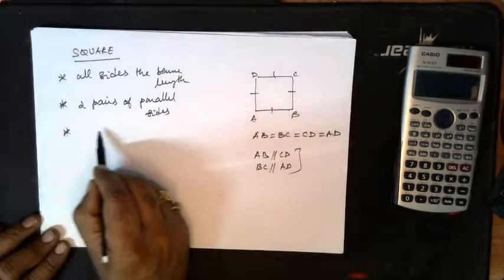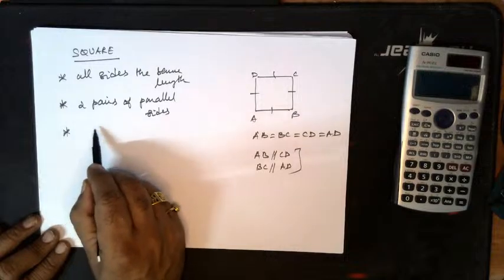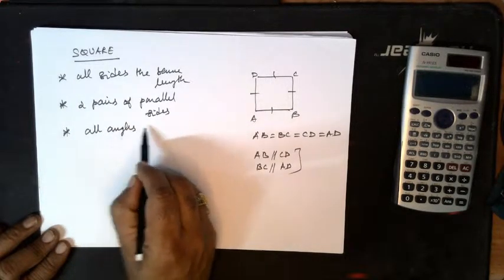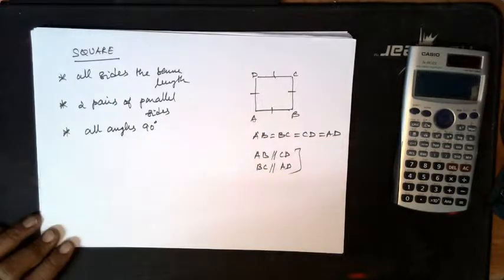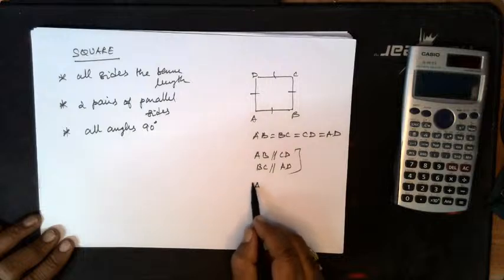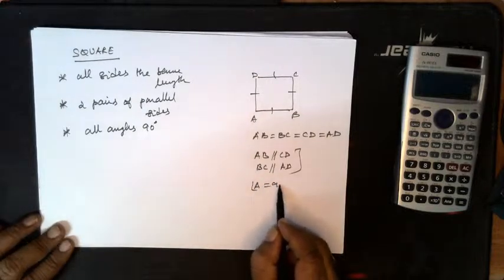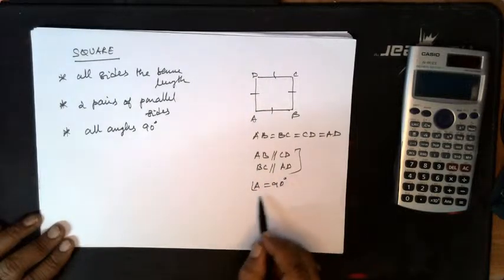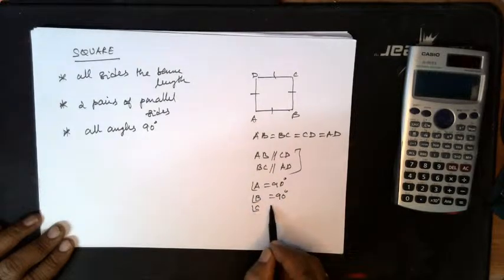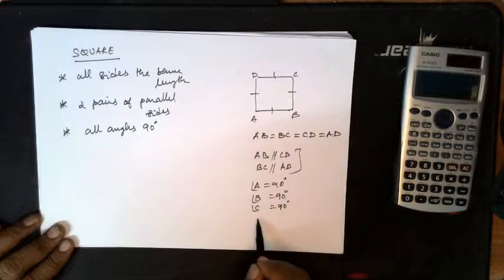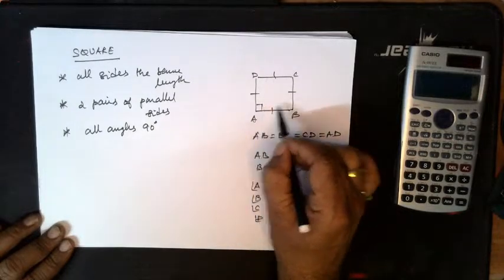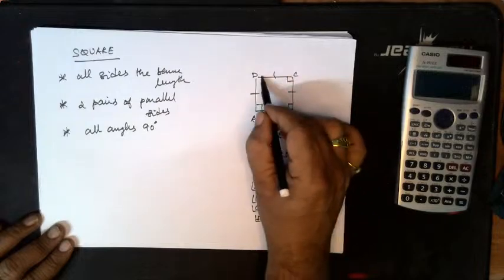A square has all angles 90 degree. It means angle A is equal to 90 degree, angle B is equal to 90 degree, angle C 90 degree, angle D 90 degree. Okay.